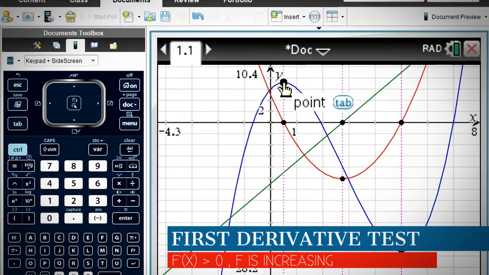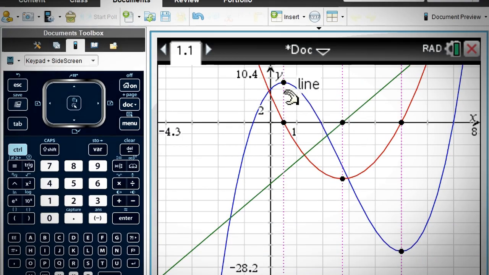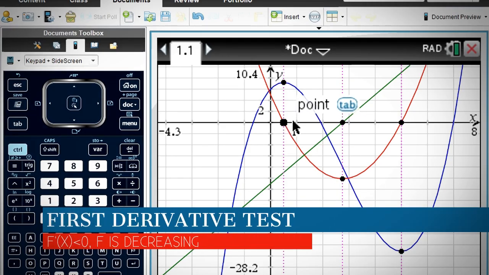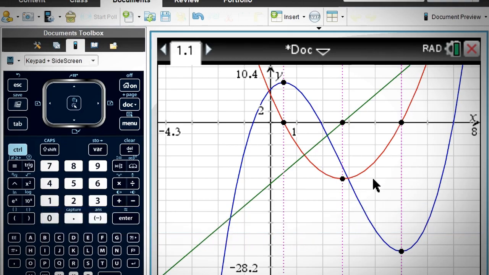So my first derivative from negative infinity all the way to this point right here is positive because my graph is increasing. Then between this maximum point and this minimum point, my graph is decreasing. And you'll notice that the first derivative between those two places is negative. It has a negative slope, so it's decreasing.